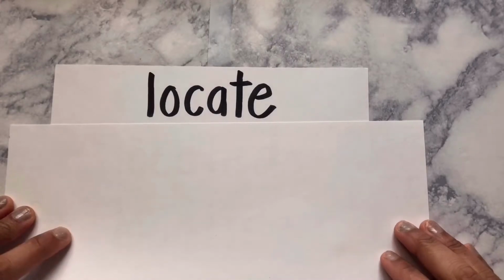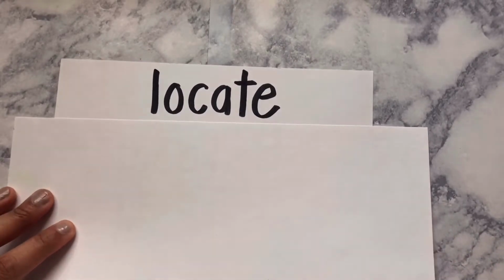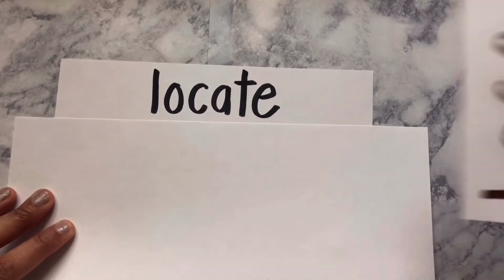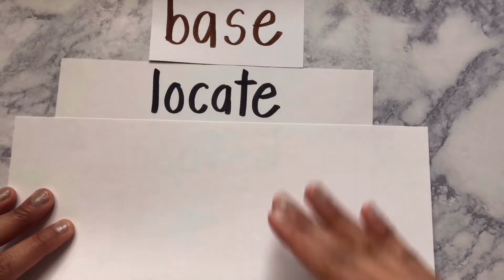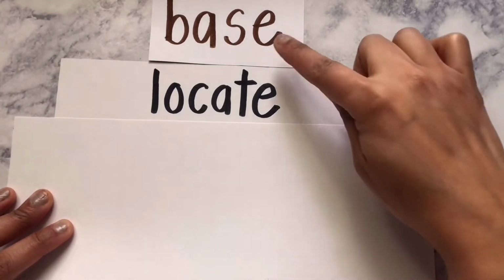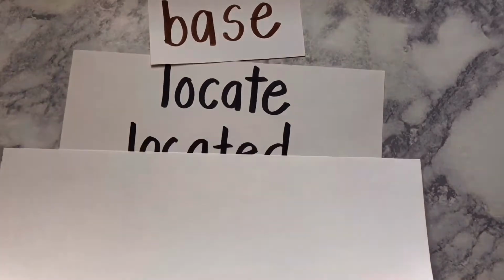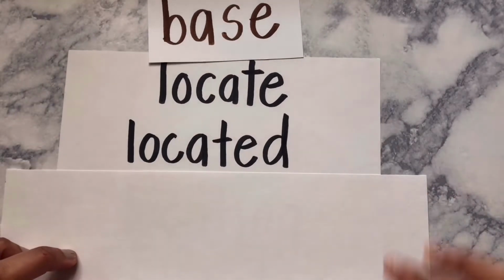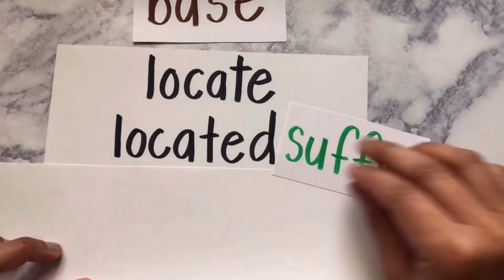Here we have a vocabulary word. It says locate. And we're going to call this the base word. And we're going to look at variations of this word as we add on to the base. So we can say located. So what we did now is add a suffix.